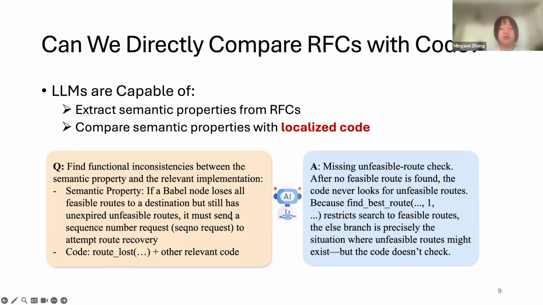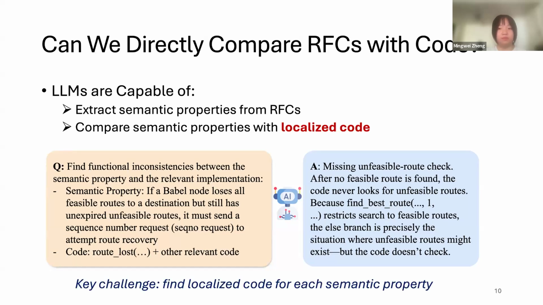This is the localized code relevant to this specific semantic property. If we give all this information to the language model and ask it to find functional inconsistencies between the semantic property and the relevant code, the language model is able to say, okay, we found an inconsistency here: there is an unfeasible route check missing. This gave us more confidence that if we provide the language model with a specific semantic property and relevant localized code, it is able to find potential semantic inconsistencies.